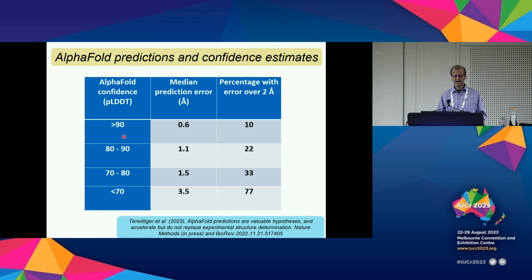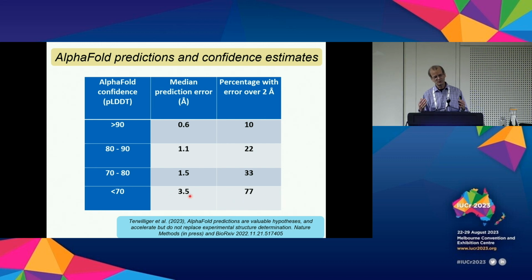And then if we go down to 80 to 90, the median prediction error is just twice, so it's 1 instead of a half, and 20% are now over 2 angstroms. If you go down another notch, it's 3 times bigger: 1.5 RMS median prediction error, and 30% are more than 2 angstroms off. And if you're less than 70, then a lot of them are more than 2 angstroms off.